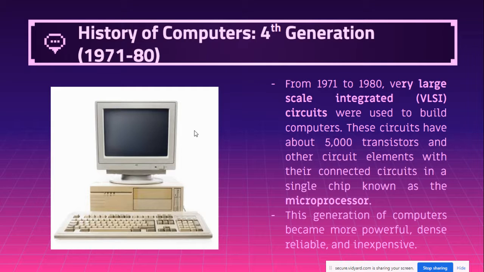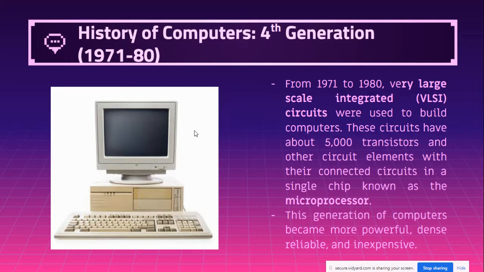In the fourth generation, from 1971 to 1980, very large scale integrated circuits were used to build computers. These circuits have about 5,000 transistors and other circuit elements with their connected circuits in a single chip known as the microprocessor. This microprocessor technology can also be applied to pocket calculators, television sets, automotive devices, and audio and video appliances.